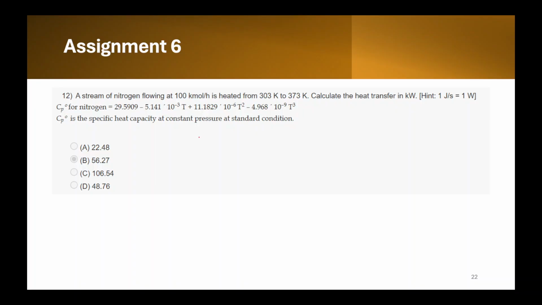This is some empirical relation. So basically, your heat transfer will be m Cp dT, from T1 to T2, and this is m dot, basically your heat rate. Okay, so we know 100 kilomole per hour, but this is in joule per second. So basically, you convert this first to kilomole per second. So this will be 100 upon 3600.